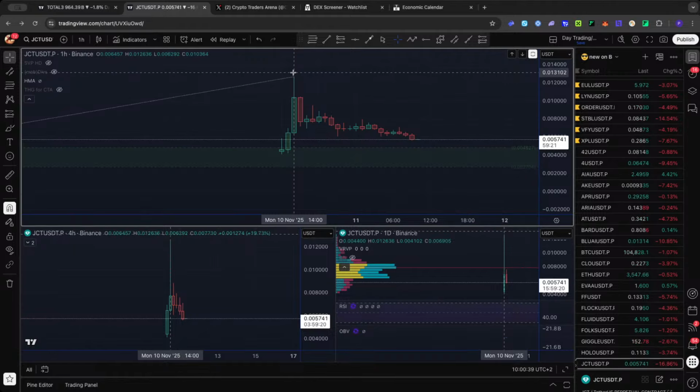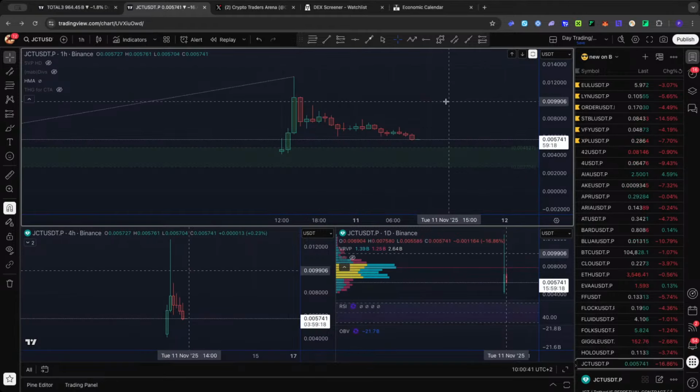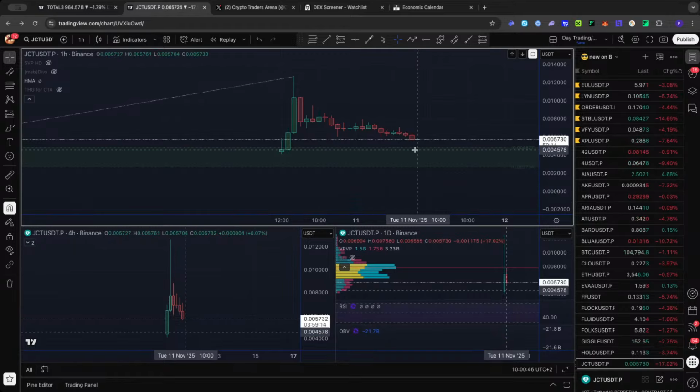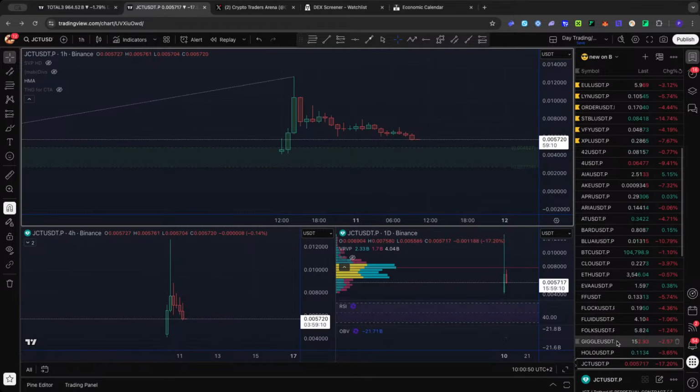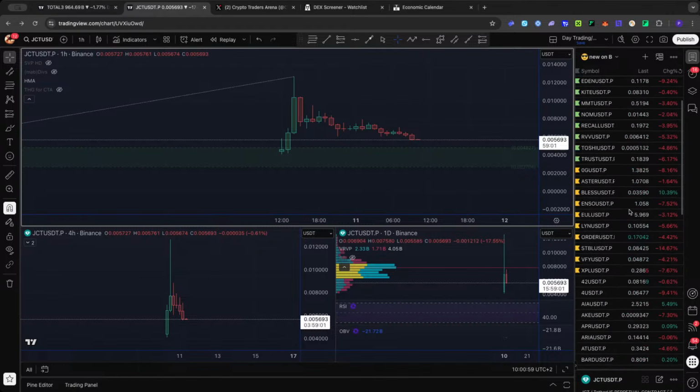Shiny, pumping, now dumping. Let it consolidate, like it, make some 4-hour W's, and then we can play it. We have it on our list. We'll play it if will be the case. Okay? Hopefully. So that's my list, people. That's the new shitcoins on Binance.